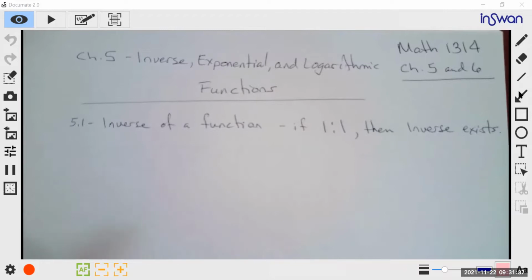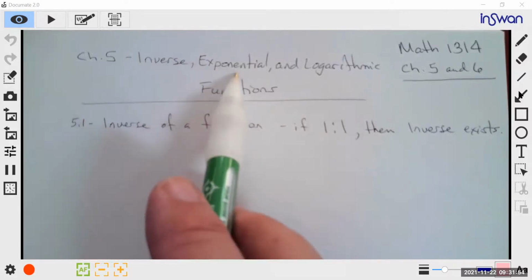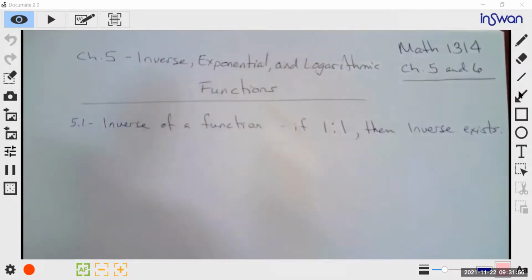Today we're going to cover chapters 5 and 6. Again, I'll have everything posted up hopefully by this evening. I've been stumbling on a couple of these videos. But this first one, chapter 5, deals with inverse functions, exponentials, and logarithmic functions. And we're going to look at all those.